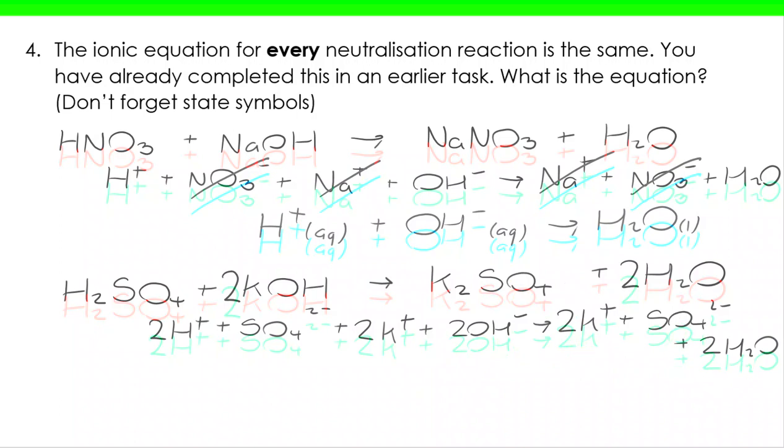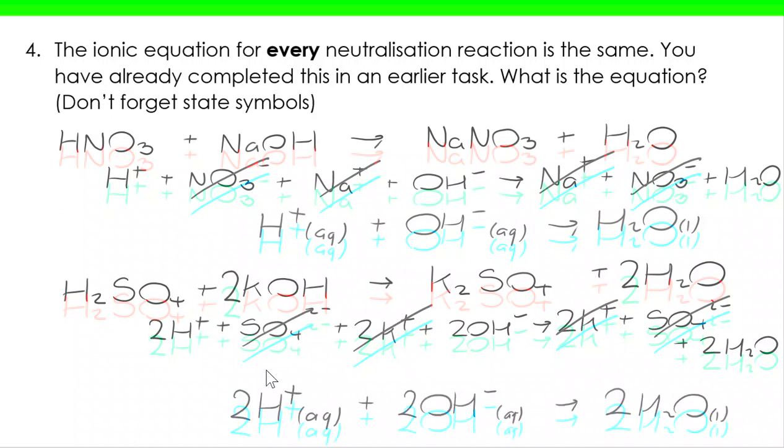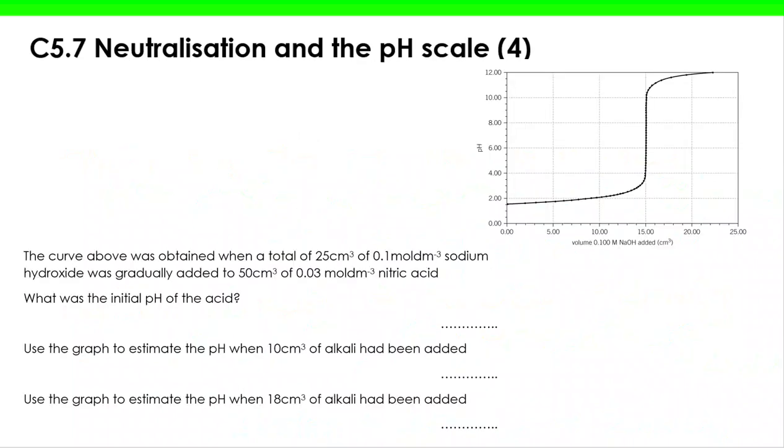Now let's get rid of the spectators. SO4 minus is on both sides, let's remove. 2K plus is on both sides, let's remove. And you can see that what we're left with is balanced differently, but it's exactly the same neutralisation equation that we saw above. So now let's move on and look at those pH scales.